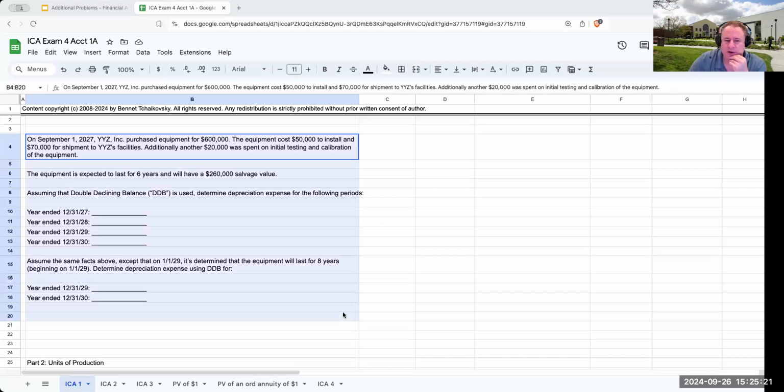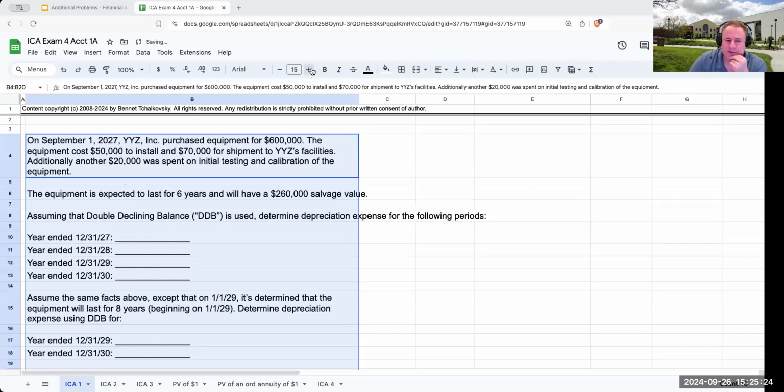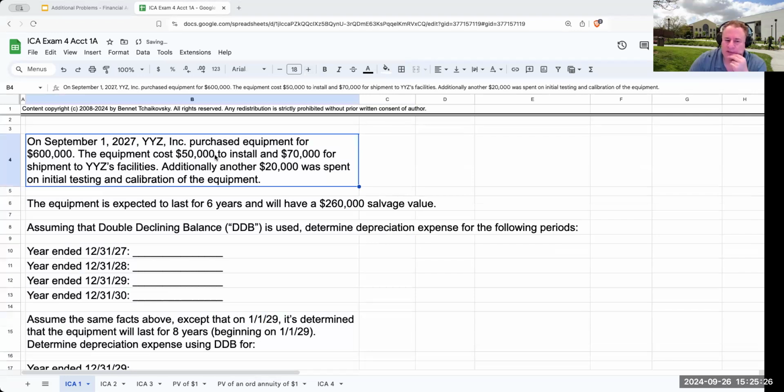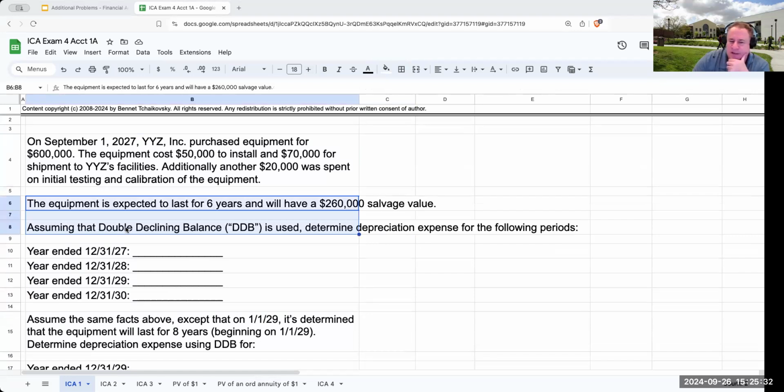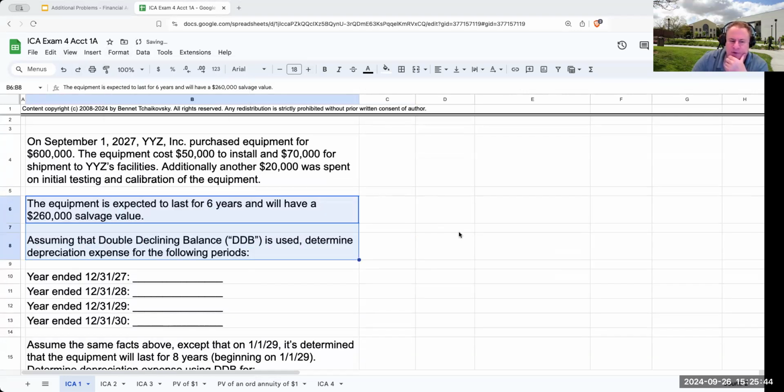So let's go ahead and take a look at our very first question here. We've got YYZ purchased equipment for 600,000. The equipment cost 50,000 to install, $70,000 to ship, and then there was $20,000 spent on initial testing and calibration of the equipment. And we're told that the equipment is expected to last for 6 years and will have a $260,000 salvage value. Assuming that double declining balance is used, determine the depreciation expense for the following periods.